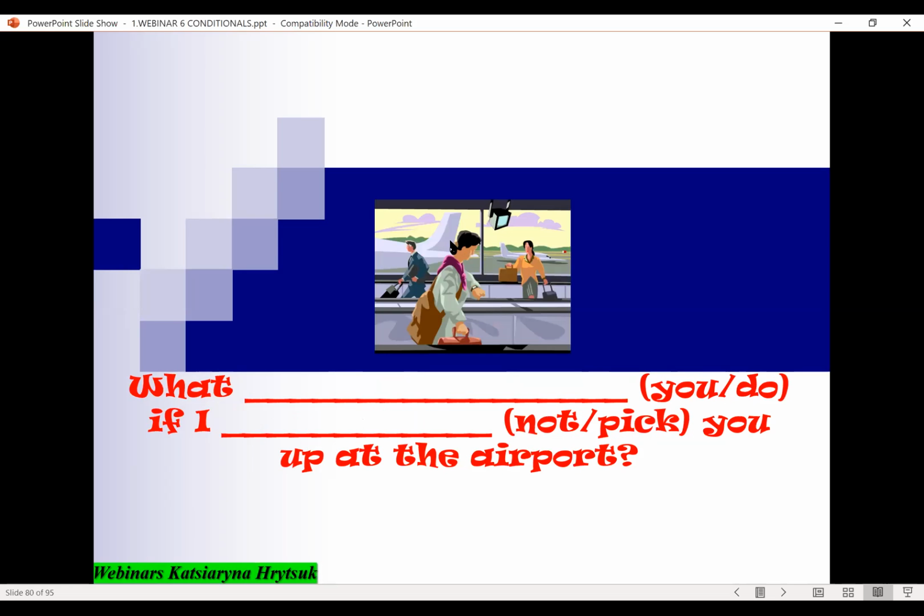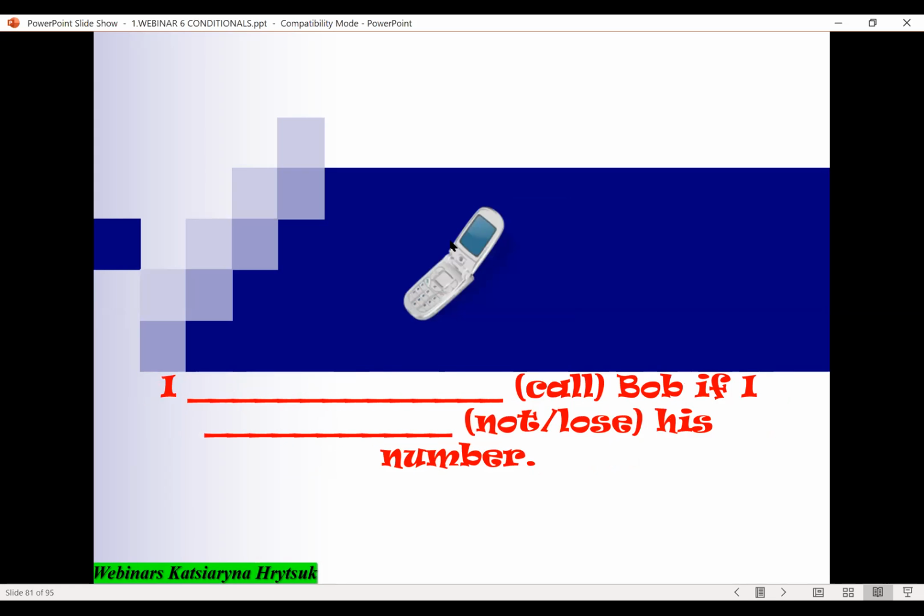One more example, please. Who didn't try yet? Emilia. What would you have done? What would you have done if I hadn't picked you up at the airport? Okay, but I picked you up, lucky you are. But what would you have done if I hadn't picked you up?